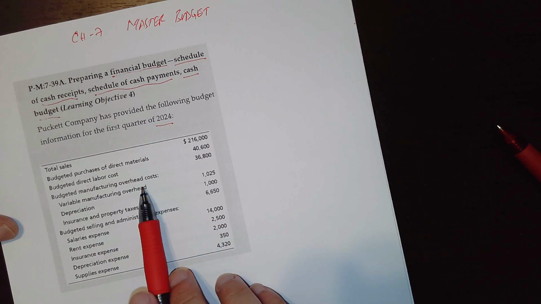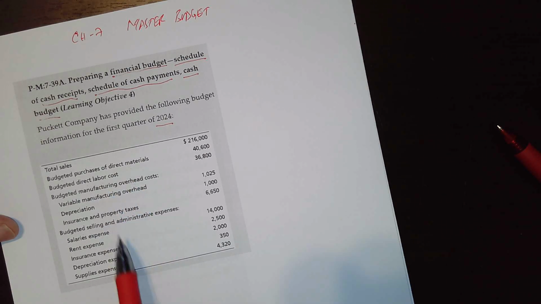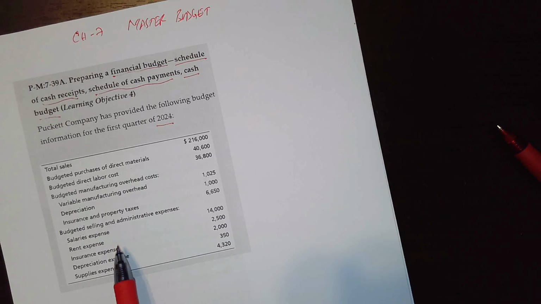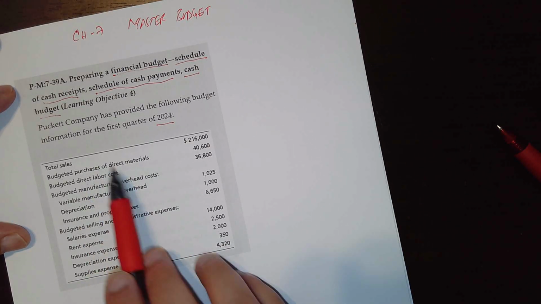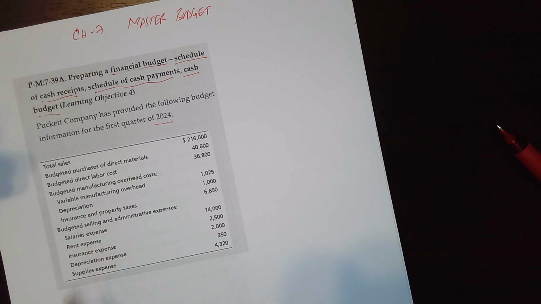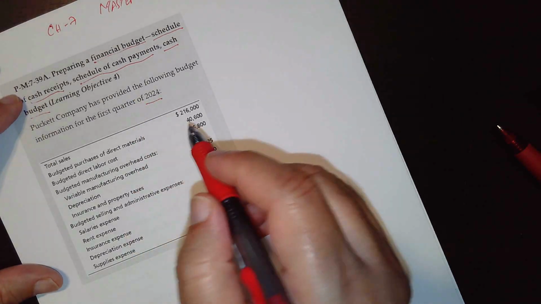Budgeted selling and administrative expense that we are forecasting is salaries expense $14,000. This is different from the labor. That labor is involved directly in making the product. This labor is the salary of administrative people or the salespeople. Rent expense $2,500, insurance expense $2,000, depreciation expense $350, and supplies expense $4,000. This is considered a head office expense, and the other is called a factory expense, if you want to differentiate between these two.